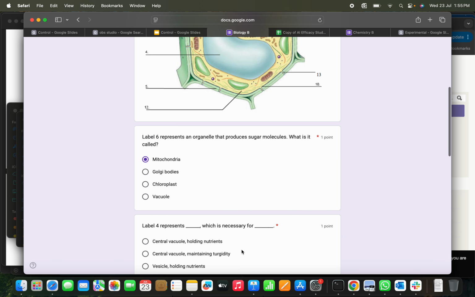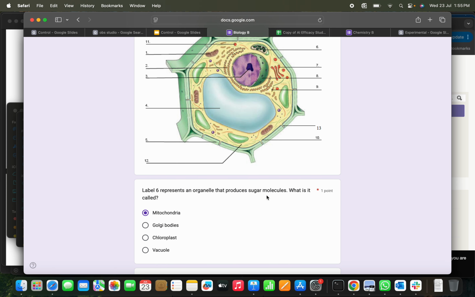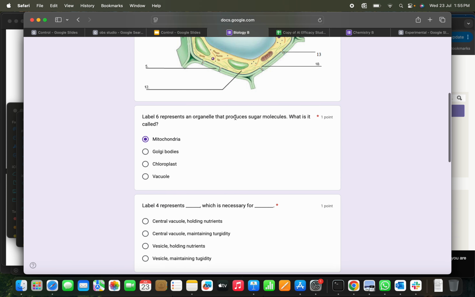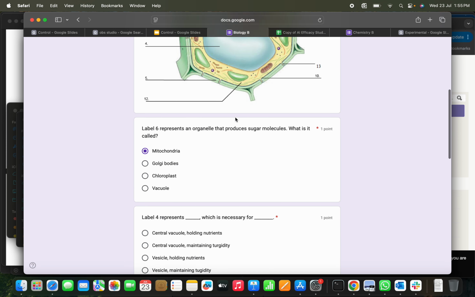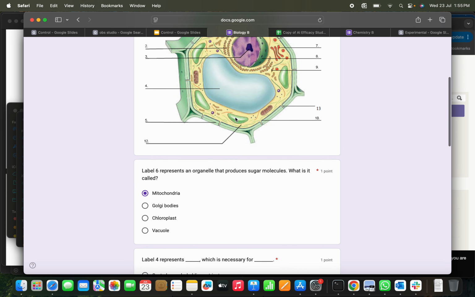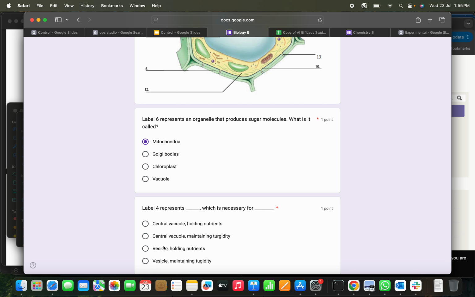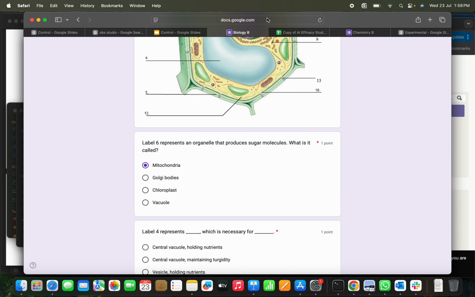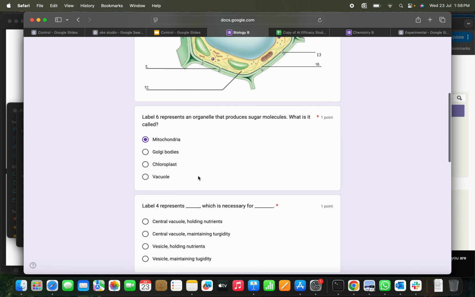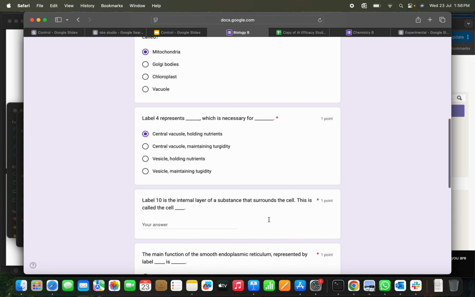Label 4 represents blank, which is necessary for. So label 4 is this vast area here. I'm not sure, this is vesicle. Let's go with central vacuole, because it's in the central region. Maintaining turgidity, sorry. So I'll go with holding nutrients. I'm not sure about this answer at all.